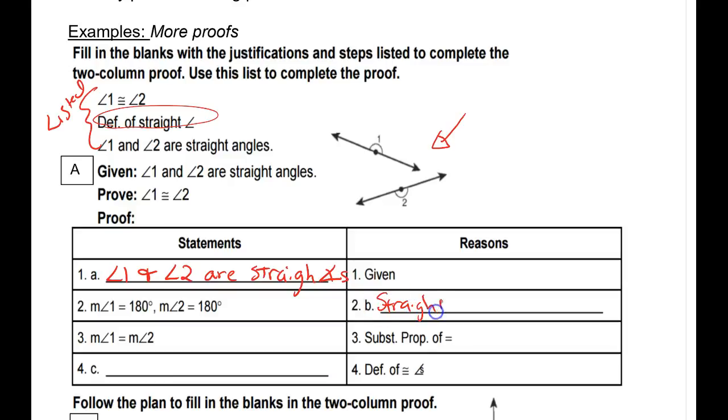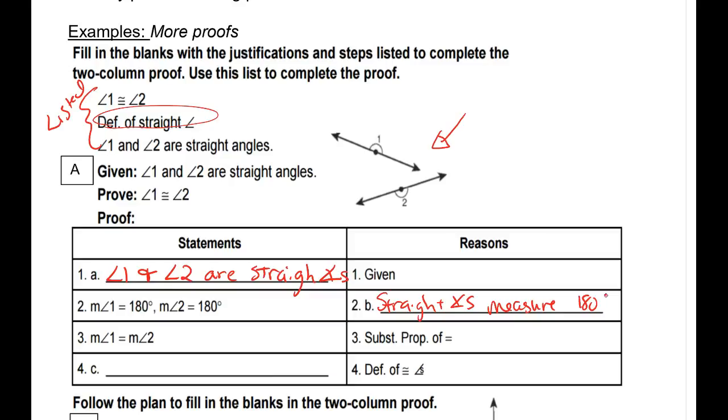I like saying it this way. Straight angles measure what? Doesn't that make more sense in our head? It's almost a conditional statement. If you're a straight angle, then you measure what? 180, isn't it? You can even write it that way if you want to. If you have a straight angle, then it measures 180. I'm good with that. All right, look at the next one. The measure of angle 1 equals the measure of angle 2. Substitution property.